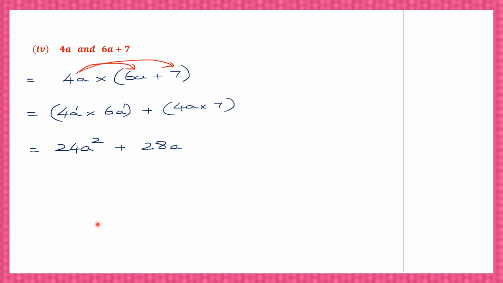So here you have 24a squared plus 28a. They are not like terms. So we cannot add them. So this is our answer. 24a squared plus 28a.